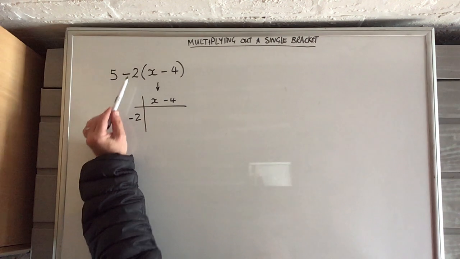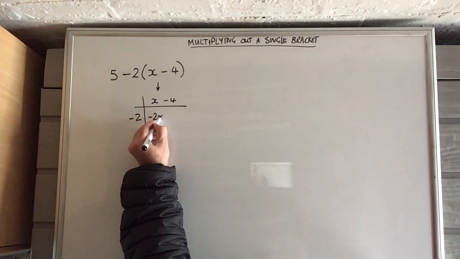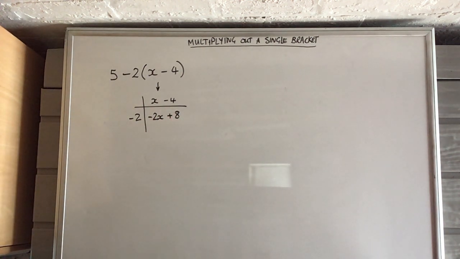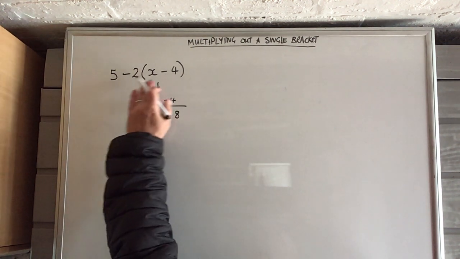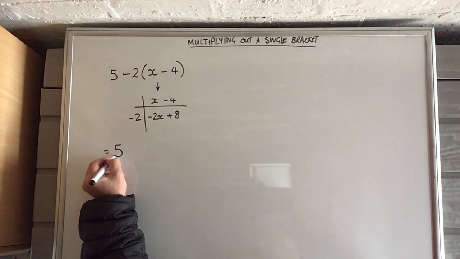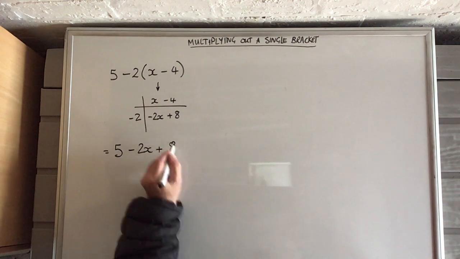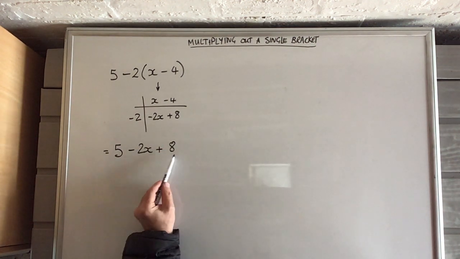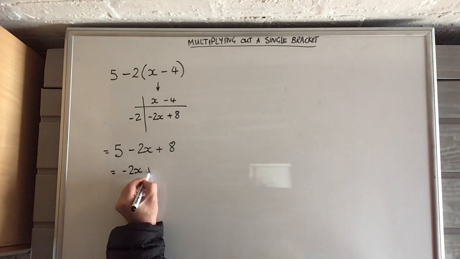Okay, negative 2 goes down the side, multiply it out, that's negative 2x, and that's a positive 8. But we're not finished there, that's us done the bracket, so going back to the top and rewriting that in terms of expanding the bracket, we have negative 2x plus 8. Now we have just two numbers there, so we can tidy that up. 5 and 8 is 13. So the final answer is minus 2x plus 13.